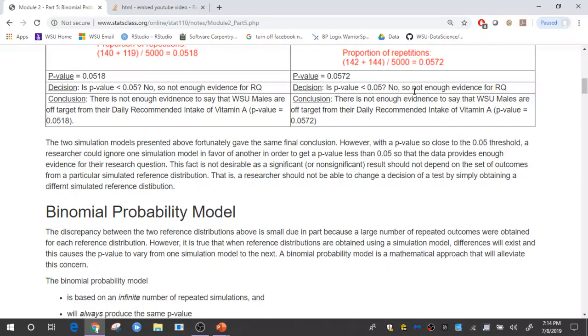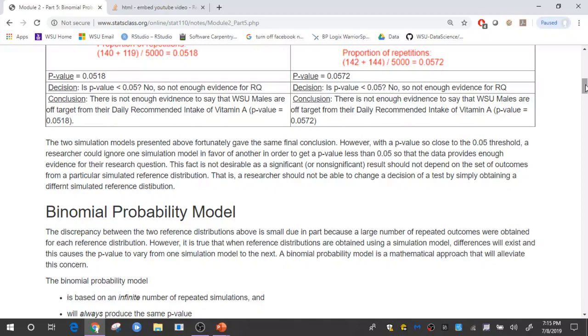Now, a researcher could ignore one simulation model in favor of another in order to get a p-value less than that 0.05 threshold. Once that p-value is below the 0.05 threshold, we get to say that the data provides enough evidence for our research question. So there's a strong incentive to get that p-value less than 0.05. However, we don't want a researcher tossing out one simulation model in favor of another just so they can obtain a significant result.